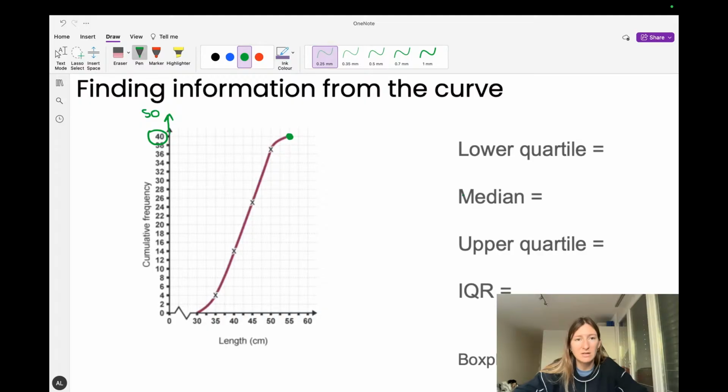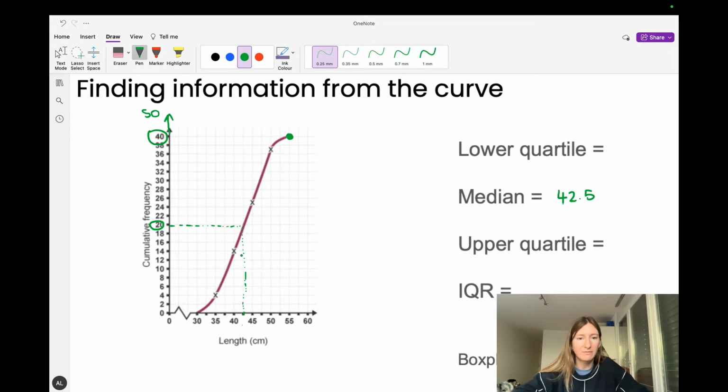Now, let's do the median first. Median is always halfway through the data. So half of 40 is going to be at 20. So we draw a line at 20 until it meets the curve. And that looks like it's following that line. Okay, and where is that? That's in between 40 and 45, so that would be 42.5. So our median is at 42.5.